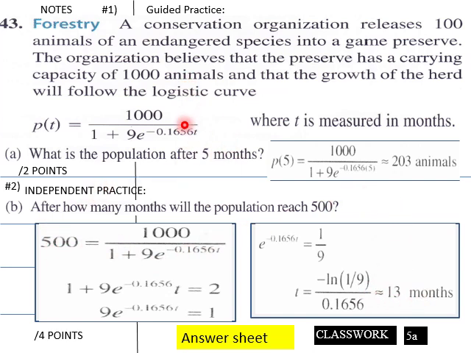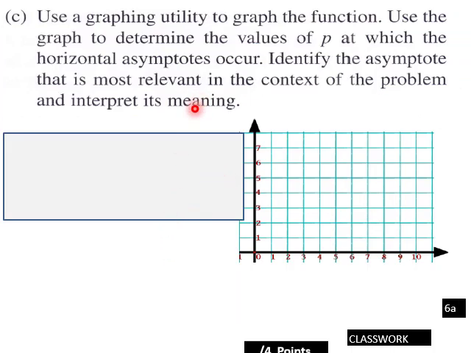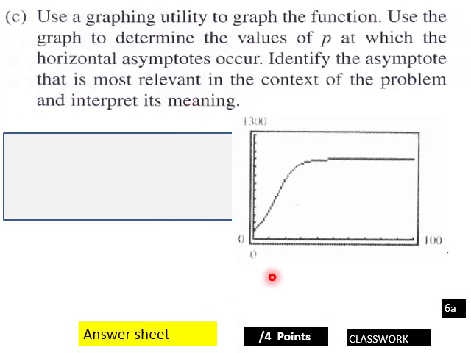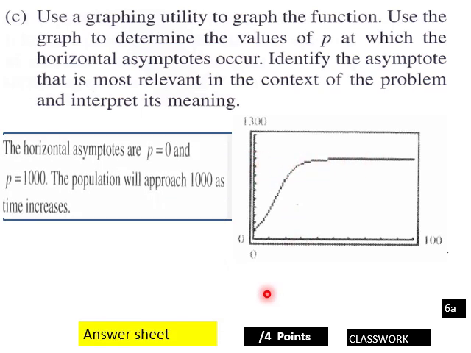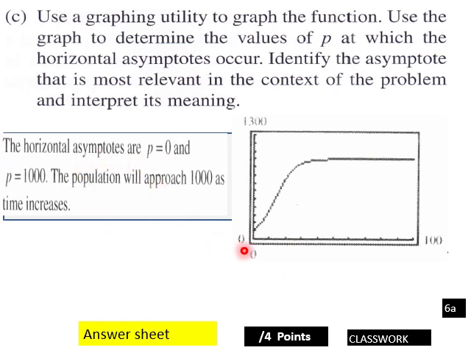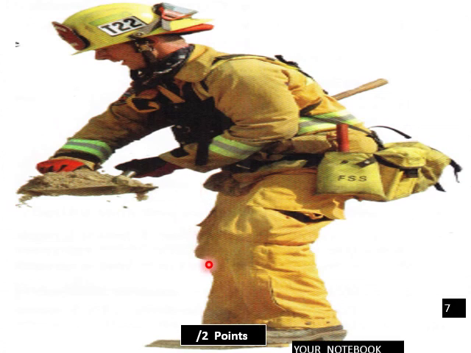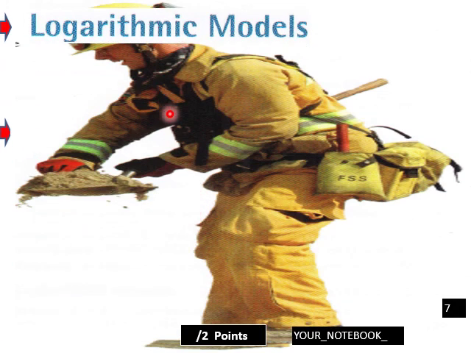We might even have done this in part 2, but it's a good review to do the same problem again. And then to graph that, yeah, it certainly does look familiar. So we did this in part 2, we're doing it again here in part 3, and this is where the line flattens out. So horizontal asymptotes are 0 and 1000, and it will eventually reach 1000 at that designated time.